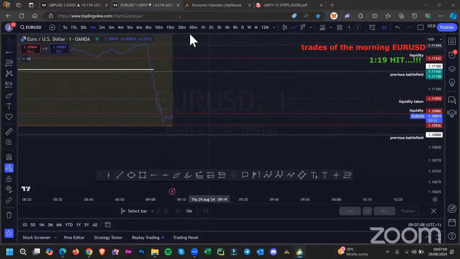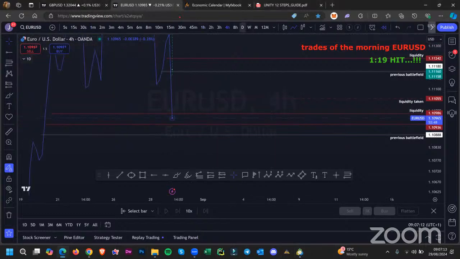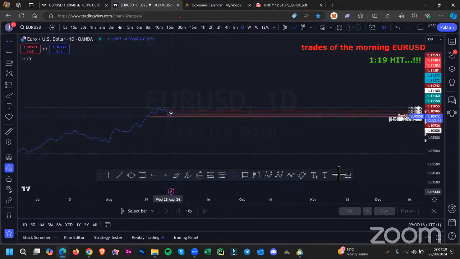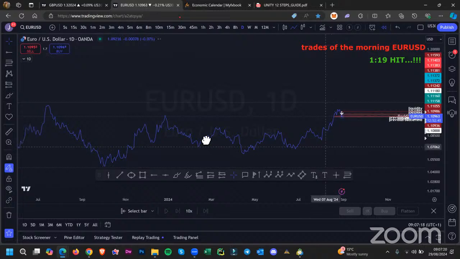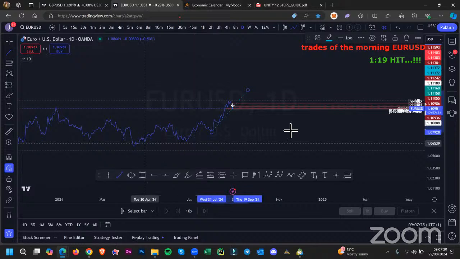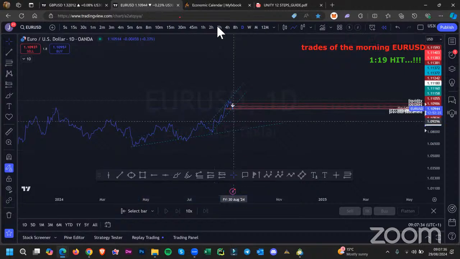Go to our hour time frame or a 4-hour time frame or a daily time frame. Do this. Look. This market has been making higher highs and higher lows. However way you want to look at it, this market has been doing that. Let's go to our 4-hour. This market has been doing that.